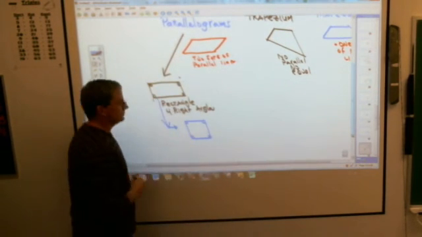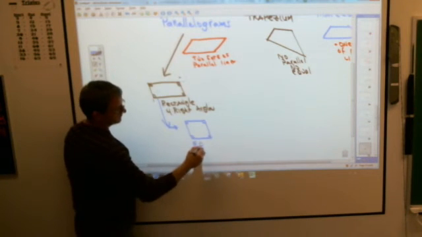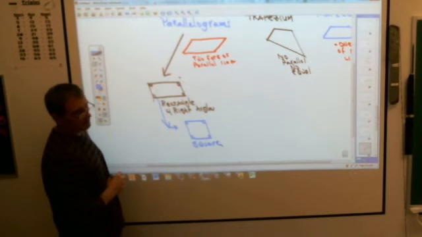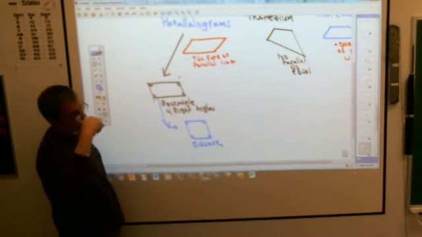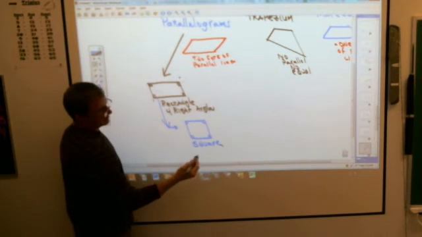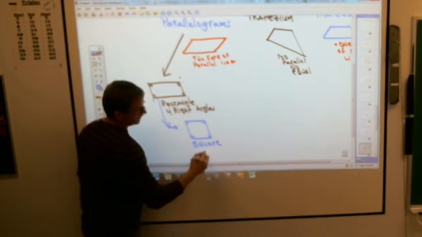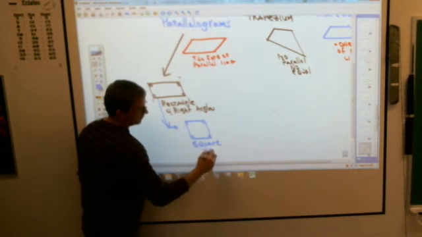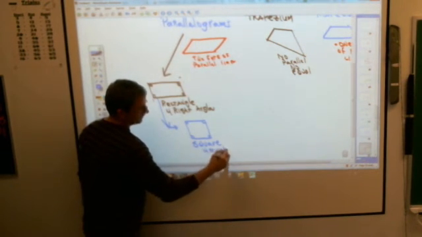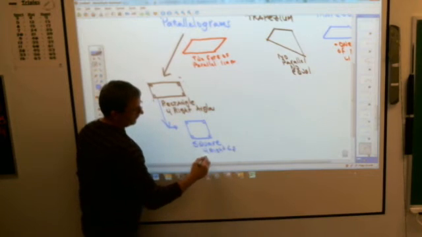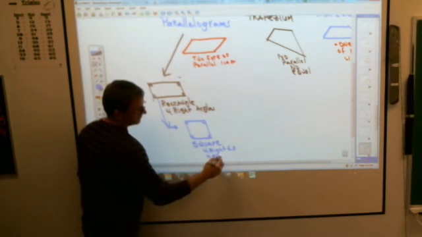A square has to be, what has to be true about a square? It has 4 right angles, but Grayson, it has, yeah, all sides are equal. So a square has 4 right angles and 4 equal sides.